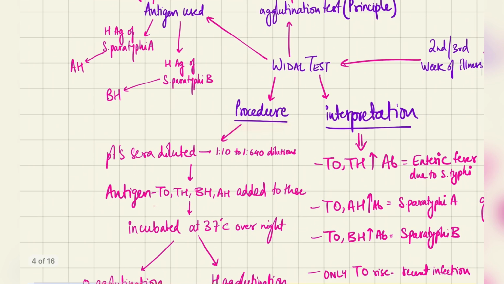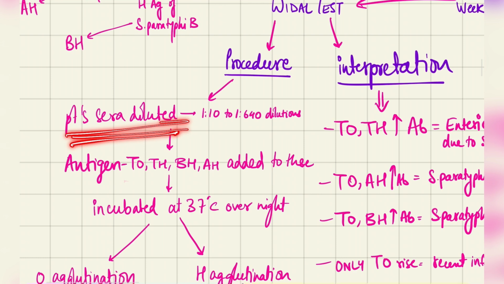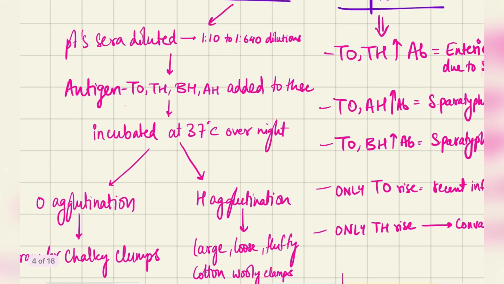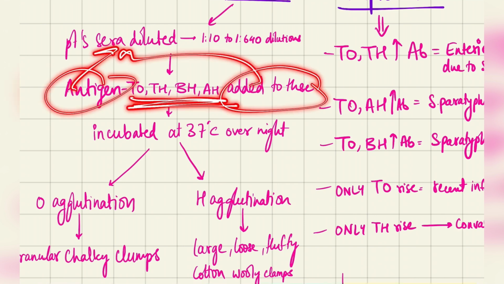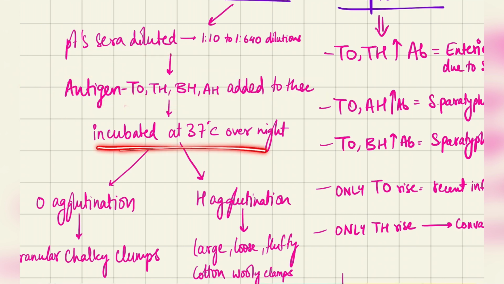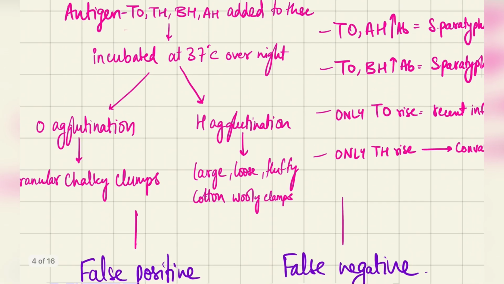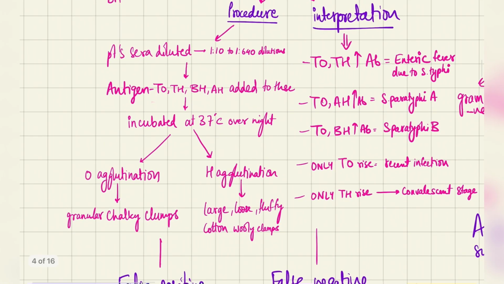What's the procedure? The patient's sera is diluted from 1:10 to 1:640 dilutions. You just dilute the patient's sera so you have more sample. The antigens we discussed above, these 4 antigens, are added to this sera. The antigen is added to the sera, and this is incubated at 37 degrees Celsius overnight. If the sera have some antibodies, agglutination will occur.